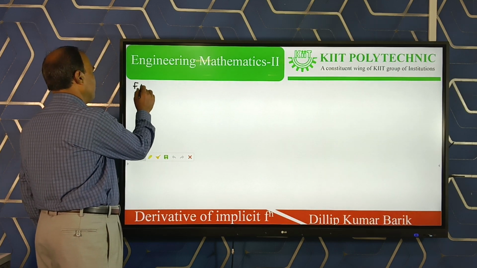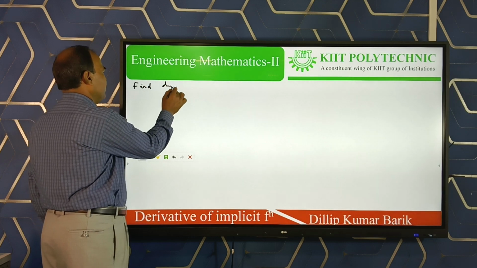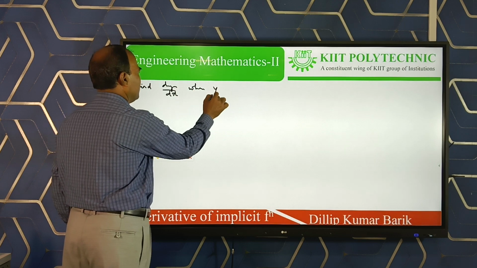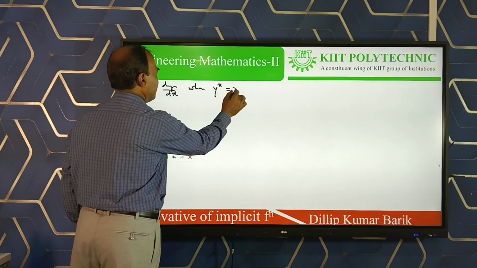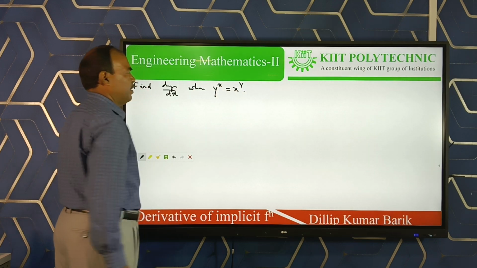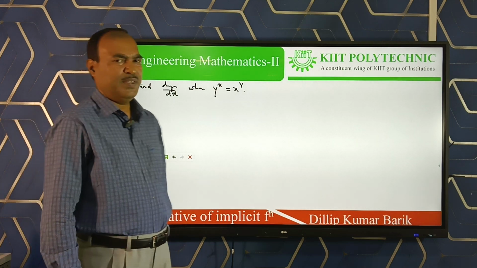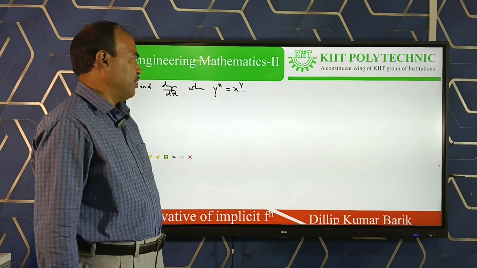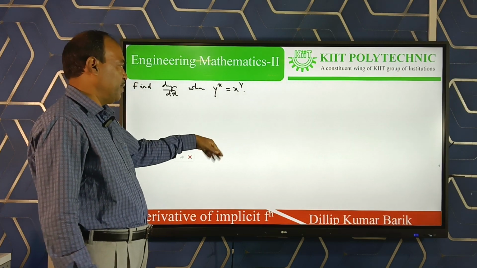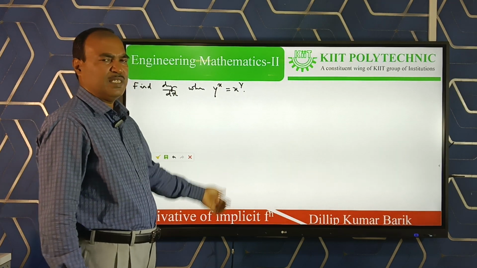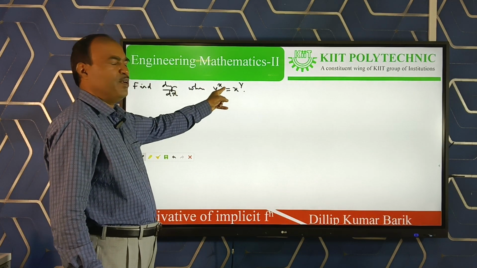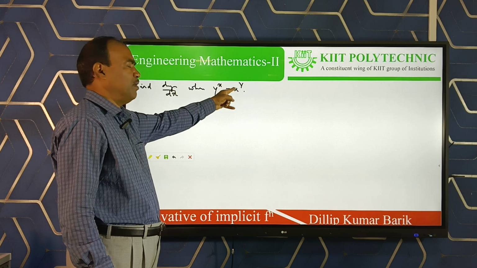Suppose find dy by dx when a question is given like this, y to the power x is equal to x to the power y. Now here see, it is an expression where both x and y are present, but what is the difference compared to the last question? The last question given was just algebraic form. This is also algebraic, but given in exponent form, y power x, here x power y.